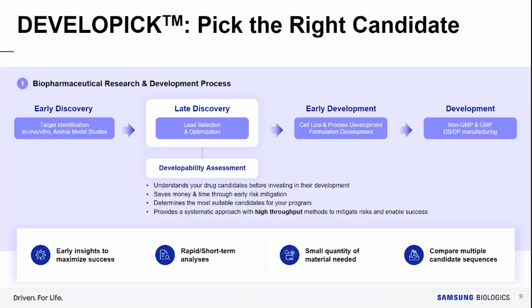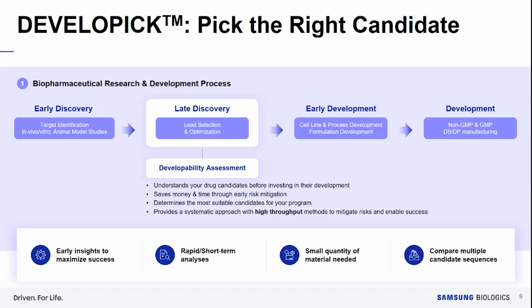The DEVELOPICK, or the developability platform at Samsung Biologics, is performed at the stage of late discovery. It is at this stage that we can help our clients better understand their candidate molecules before investing into development. So some advantages of the DEVELOPICK platform are that the analyses are short-term and they use a relatively small amount of material. Therefore, at this stage, DEVELOPICK can evaluate multiple candidates side by side.